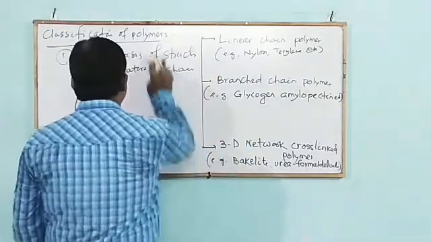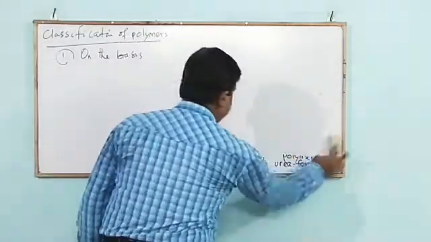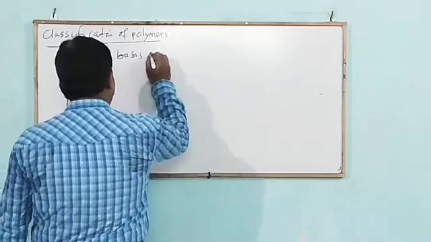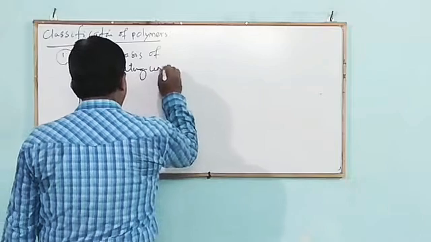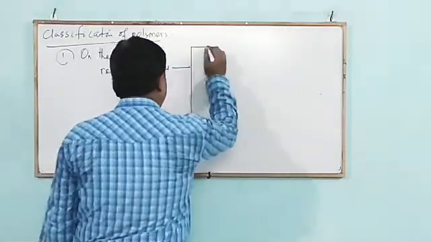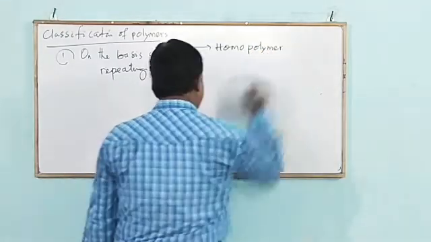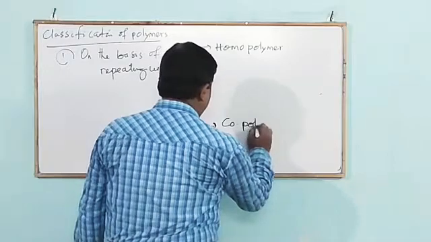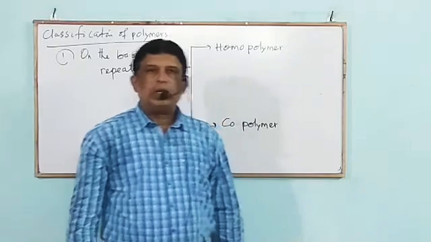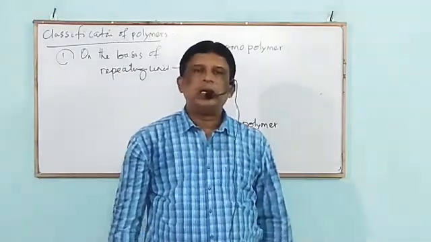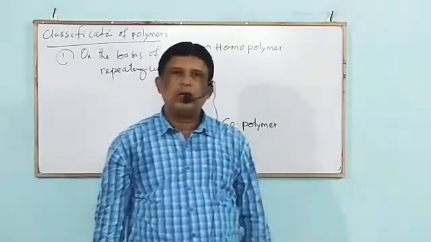Next we discuss on the basis of repeating unit. On the basis of repeating unit, two types: one is homopolymer and one is copolymer. Homo means same. That means when the same repeating unit, same monomers are joined together to form a polymer, then it is known as homopolymer.